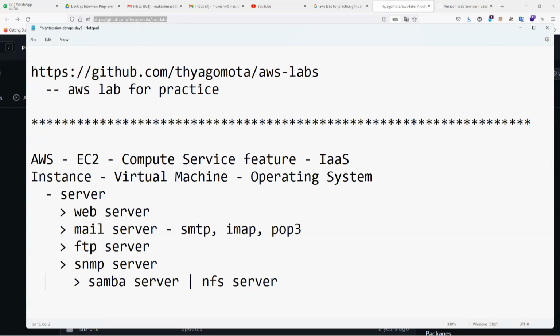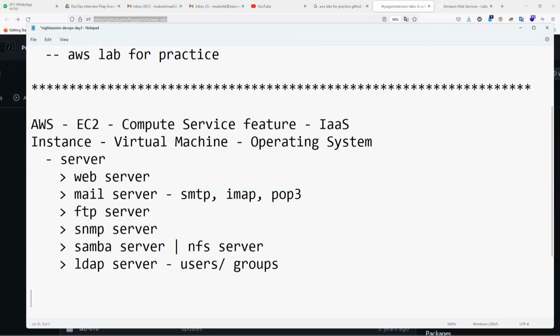Then we have the Windows environment, if we are launching. So we have the Active Directory that we launch, an LDAP server to manage users and groups in the organization. These are the things that are going on.